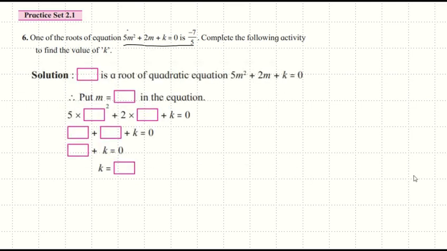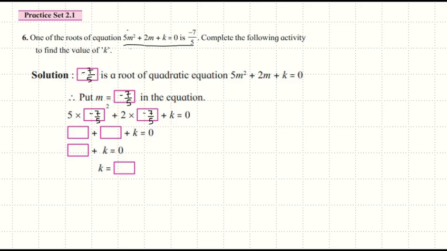Okay. So as minus 7 upon 5 is the root, we will put the value of m as minus 7 upon 5. This is already given, minus 7 upon 5 is the root of the quadratic equation. So put m is equal to minus 7 upon 5 in the equation. So in place of 5m square, instead of m, we will write minus 7 upon 5 plus 2 into m is minus 7 upon 5 plus k is equal to 0.